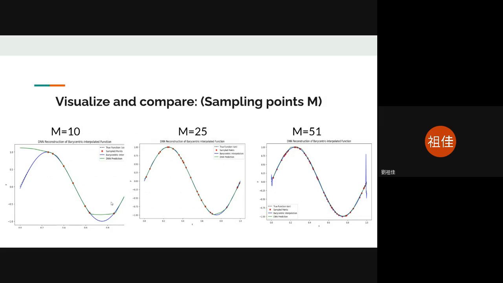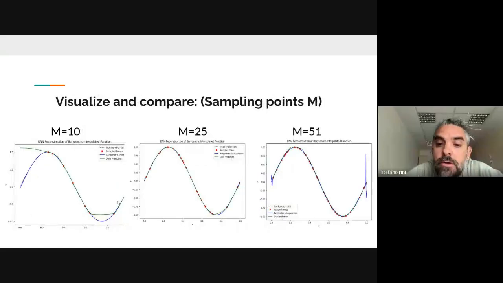Here is our observation result. If we change the sampling point number M, we can see that when M is increased, the accuracy of the DNN is better. If the sampling points are too few, it will not generate an accurate function.